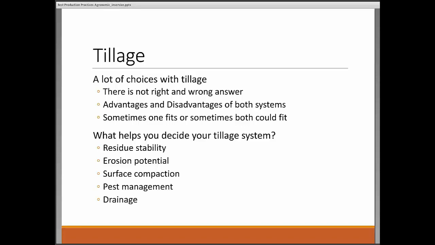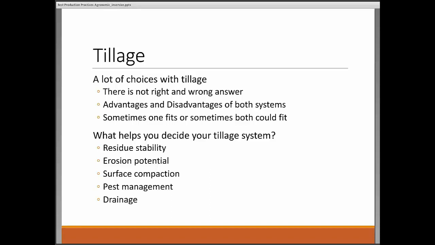So if we look at tillage in general, once again, we're not going to go through advantages and disadvantages. We'll just talk about advantages, because most of the time the advantages of one is the disadvantage of the other. And so the question becomes, why do we till? Realistically, it's to prepare the seed bed, and it's needed for some crops.